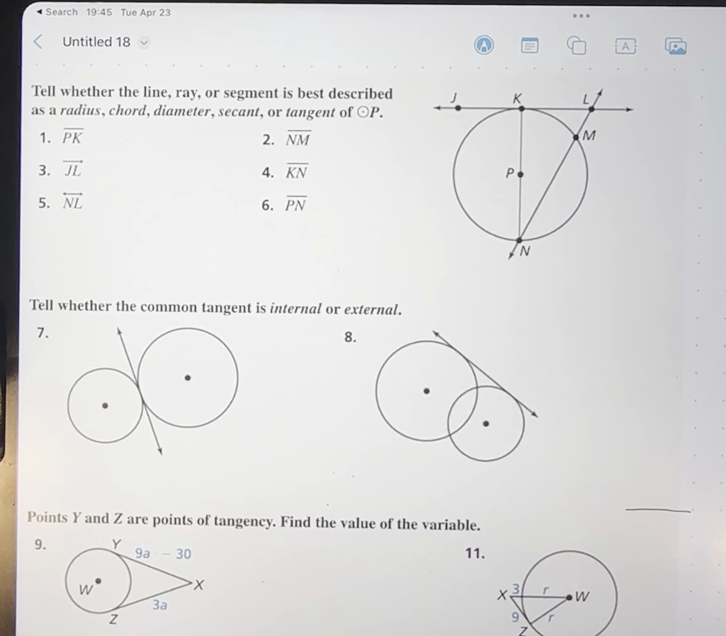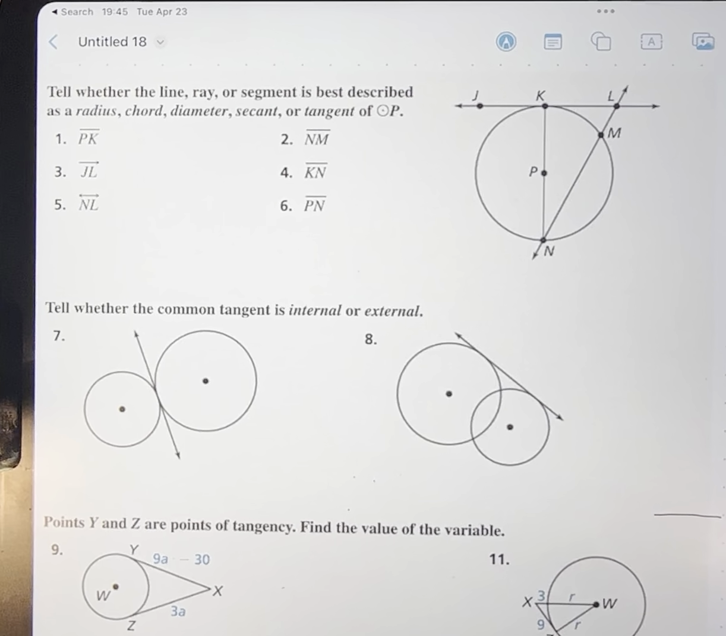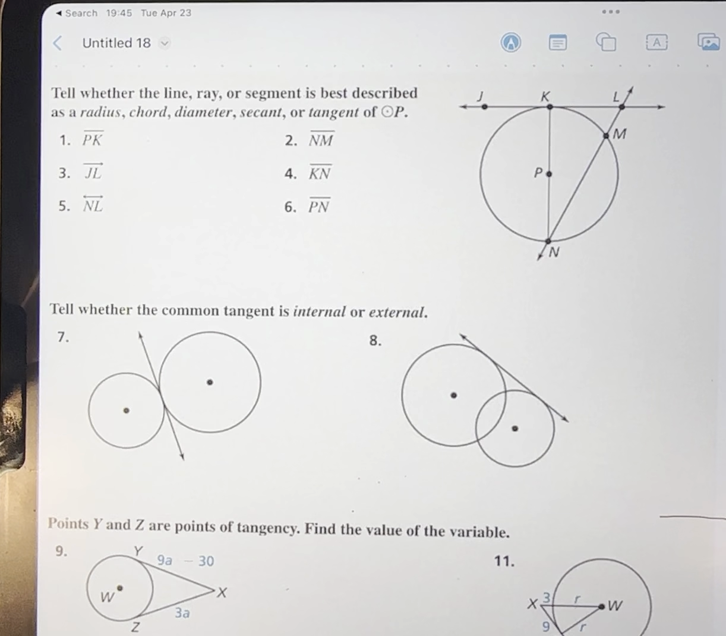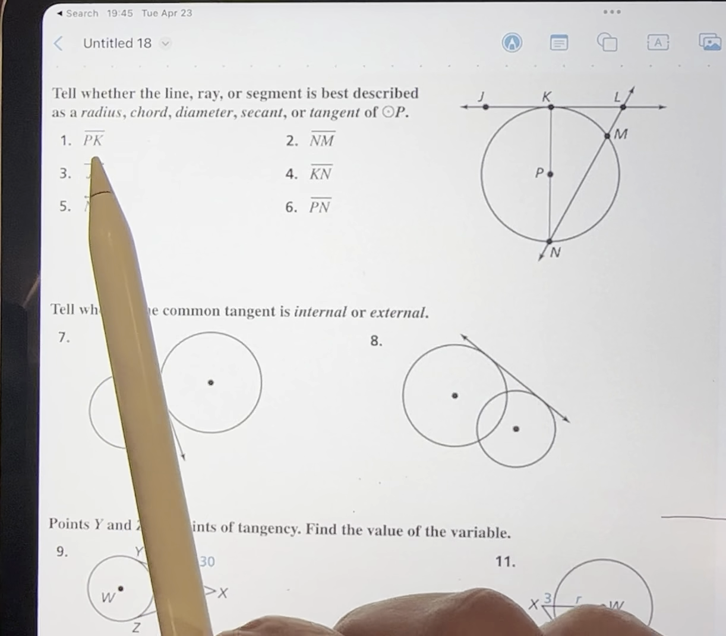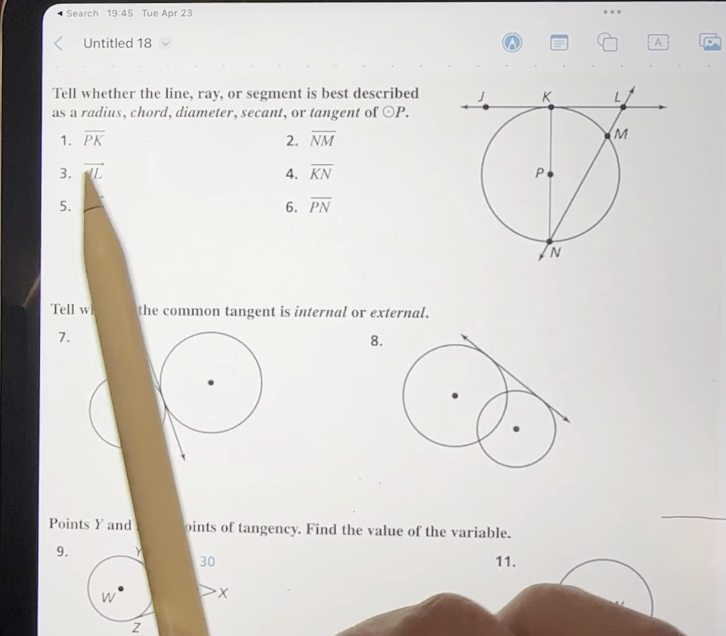Hi guys, I am going to do the review that's on formative for chapter 10. It's in 4 sections, so I'll do the videos in 4 sections. So the first set wants us to give the best name for these things.